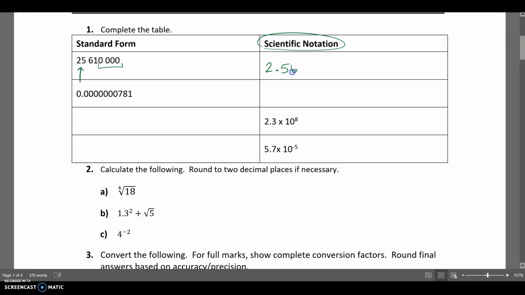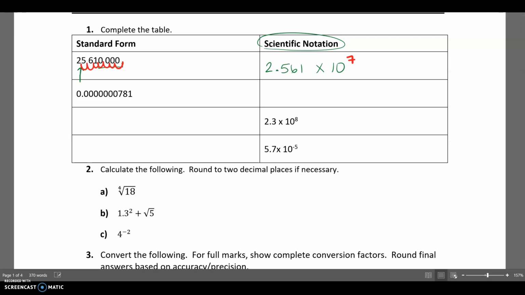2.561. I'm going to multiply by a power of 10, so times 10, and then I figure out how many places I had to move the decimal. My decimal was originally here at the right of the number. I moved it 1, 2, 3, 4, 5, 6, 7 times. So in scientific notation, this is 2.561 times 10 to the power of 7. It's a positive exponent because this was a large number.